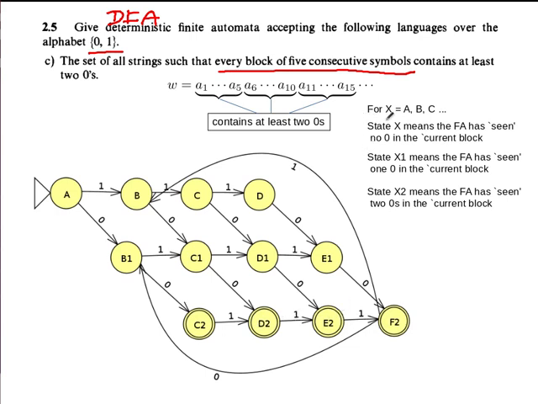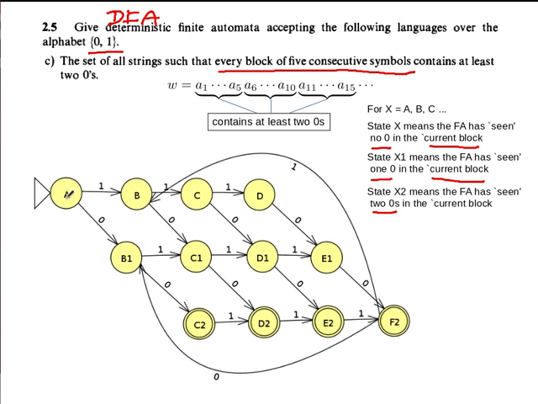So this is written here. These states are either this x, where x is A, B, C, D. So this x means that the finite automaton has seen no zeros in the current block, and this x1 type of state means that the finite automaton has seen 1 zero in the current block. Okay, so this current block is important, and these type 2 states mean it has seen 2 zeros in the current block. Okay, so this is the meaning. Now once you have this, it's very easy to put the arrows, right?